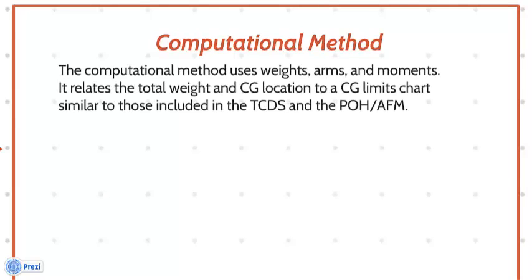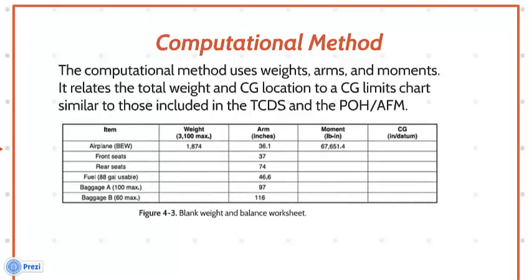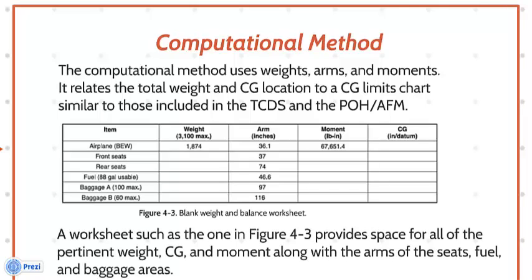The first method is the computational method. The computational method uses weights, arms, and moments. It relates the total weight and the CG location to a CG limits chart, similar to those included in the TCDS and the POH or AFM. A worksheet such as the one in Figure 4-3 provides space for all of the pertinent weight, CG, and moment, along with the arms of the seats, fuel, and baggage areas.